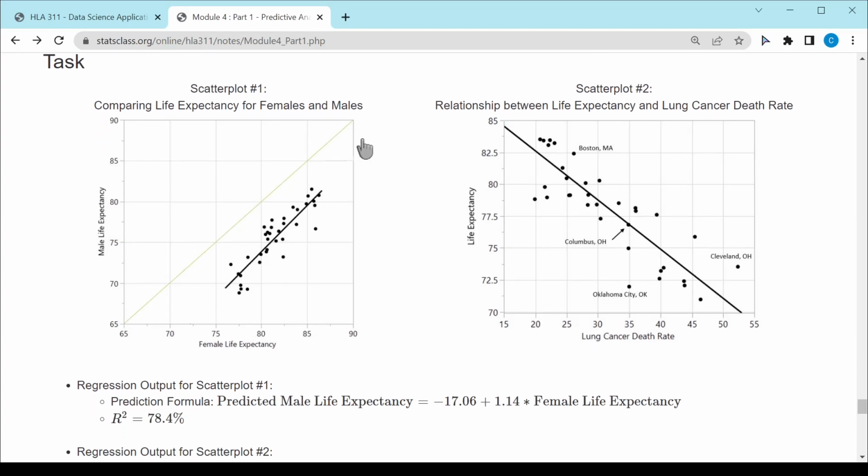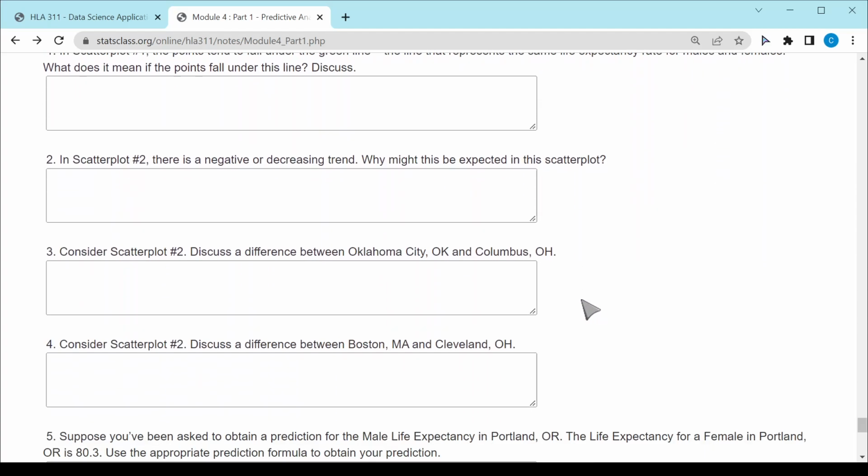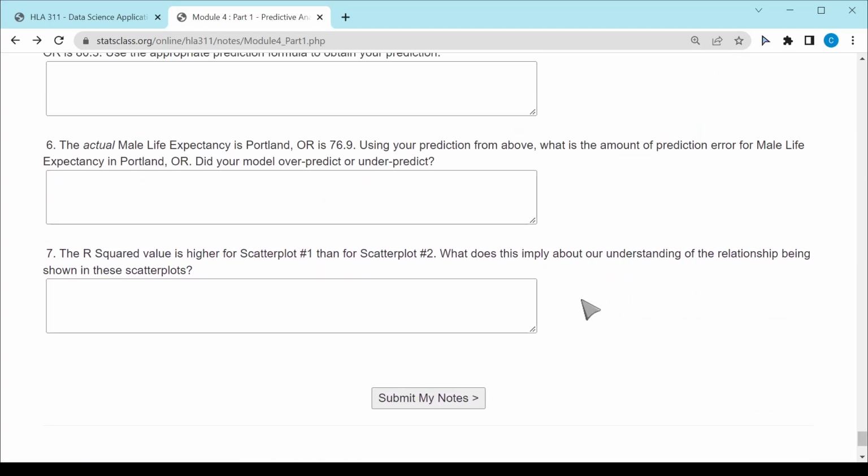Okay, for the task here, I have 2 scatterplots, one on the left, which has female life expectancy plotted against male life expectancy. So here the predictor variable is female life expectancy. The response variable is male life expectancy for these 35 cities again. And then on the right, this is genders combined. So lung cancer death rates plotted against life expectancy. And this includes both males and females here. I've given you the predictive formulas for each of those scatter plots, also the R-squared, and I've asked you to look at, I guess, 7 questions here to try to answer.